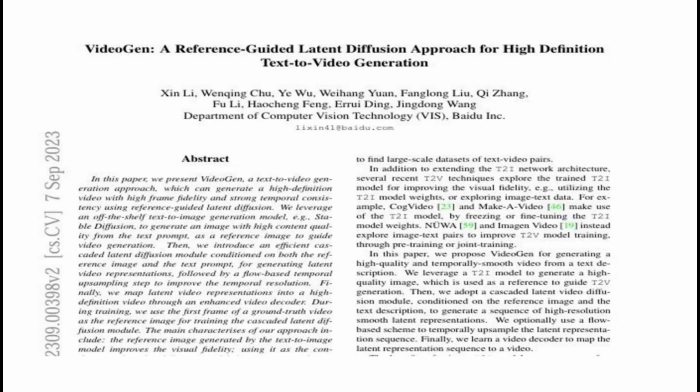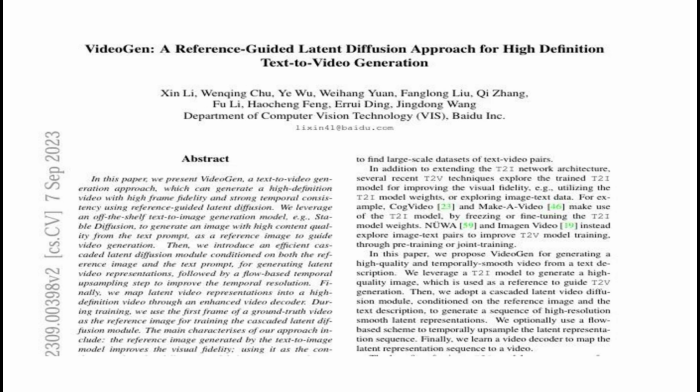Okay, the first one is VideoGen, a reference-guided latent diffusion approach for high-definition text-to-video generation. Text-to-video generation has long been a challenge in AI, mainly due to issues with frame consistency, high-definition output, and temporal coherence. VideoGen solves this by leveraging a reference image generated using a stable diffusion model, which acts as a guiding frame for the video.